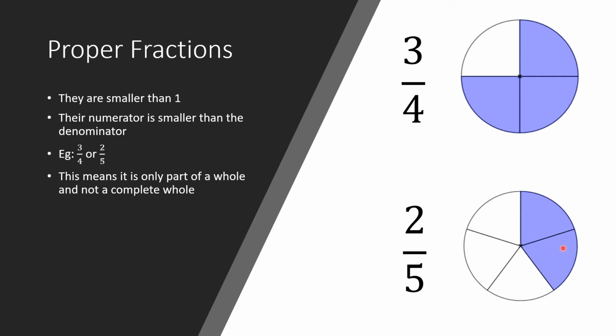Then I've cut the pizza into 5 pieces this time. So I've eaten 2 out of 5 pieces this time. So 2 by 5 is a fraction of the pizza that I've eaten.